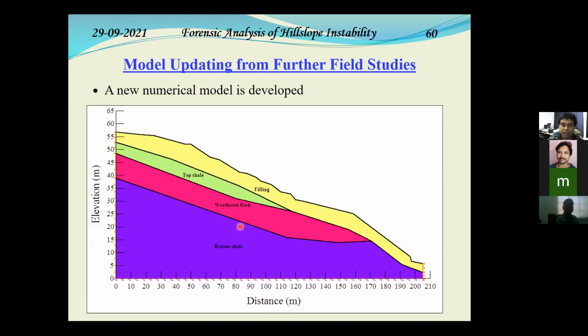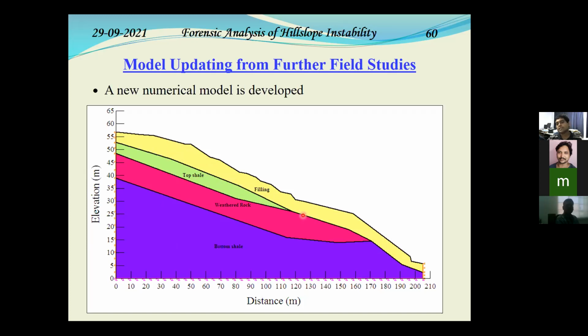So that's when we started looking into a new numerical model. Now you can see this is quite different from the one which we gathered earlier. So we have a fill cover, we have a top shell pocket, then we have weathered rock, and then we have the bottom shell. But then since our intuition gave us a hint that it is only the fill layer which is moving, what we did is that we only modeled the fill layer as a deformable layer and all the other three layers with their properties as impenetrable layers.